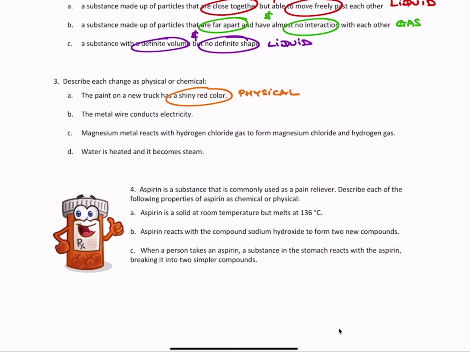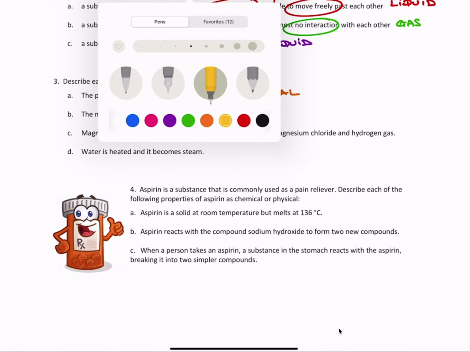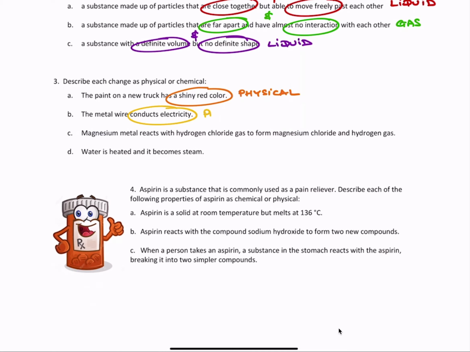The metal wire conducts electricity. The fact that the metal can conduct electricity is as well a physical property.